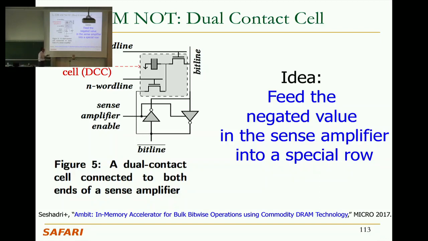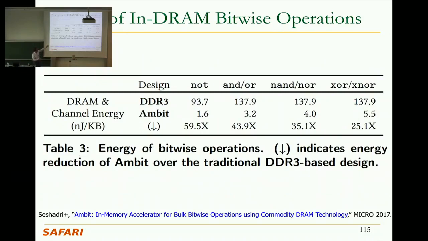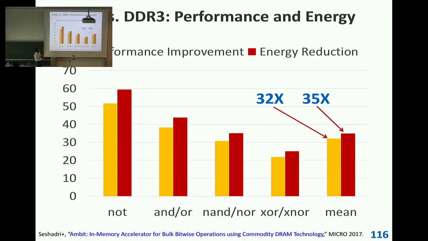And this paper actually does a lot of circuit simulation to show that it works. I'm going to skip the slide. Essentially, the performance and energy benefits that you get if you do bulk bitwise NOT, AND, and OR are very high. You get about 60x energy reduction and more than 50x performance improvement compared to the current interfaces through which you could do it. And you could, of course, compound these operations. You could do NAND, NOR, XOR, XNOR by compounding these operations. And this is the mean, whatever you average that means.